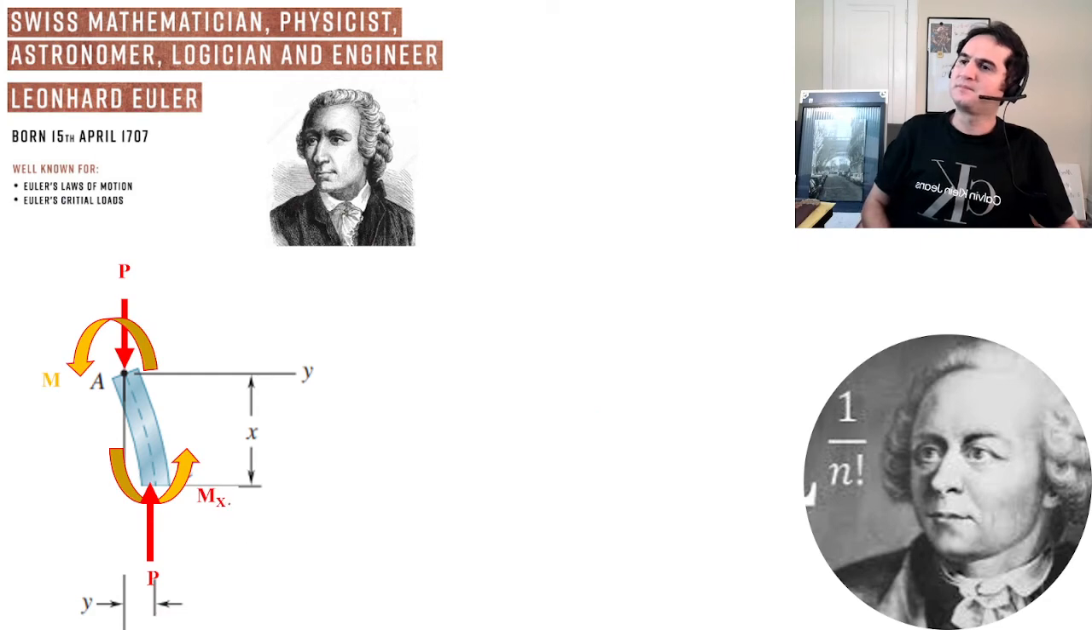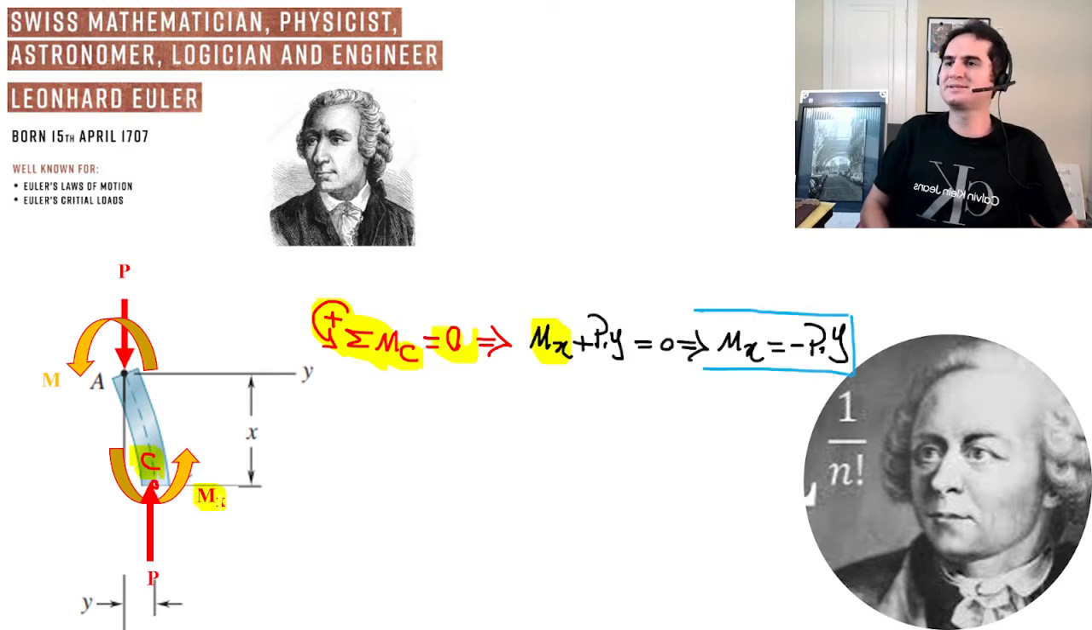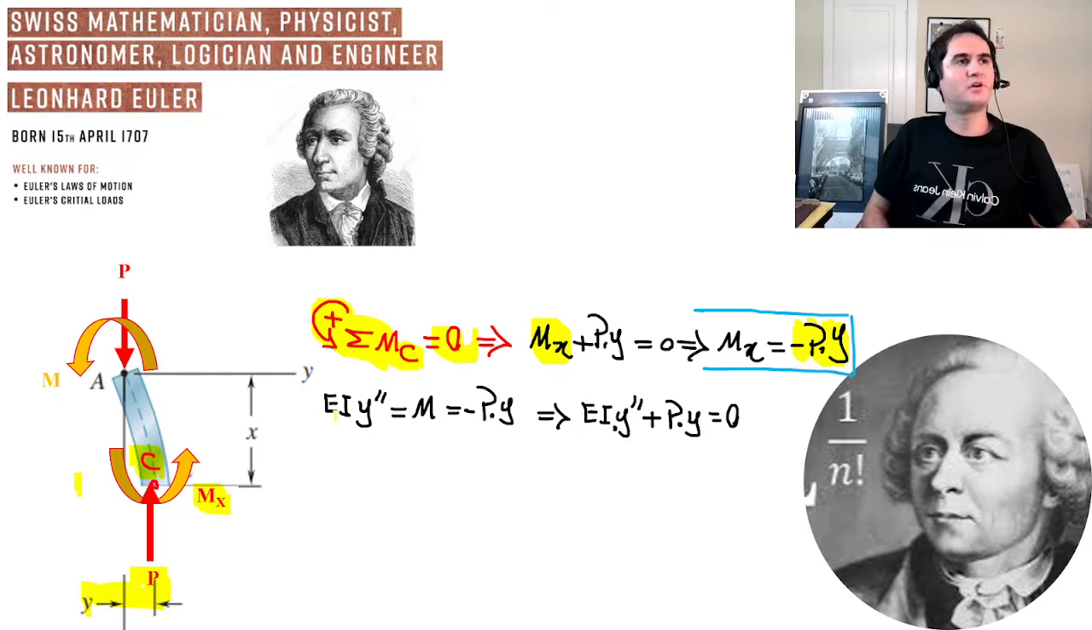If we call this point C, and take the summation of moments about point C equal to zero, it gives us an equation for the moment at x: negative P times y, force times distance. From chapter 12, which is beam deflection in mechanics of materials, we know EI times y double prime is equal to the moment equation. Do you remember M over EI was y double prime? So y double prime equals the moment equation, which is negative P times y, and if you rearrange the equation, you get this one.